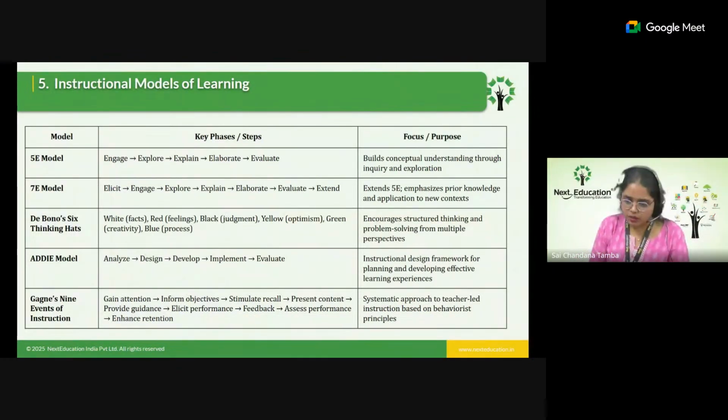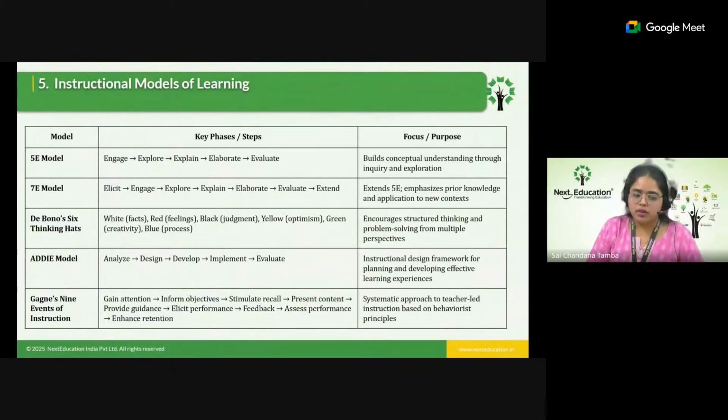First being the 5E model, so we'll see two of them in very much detail. That is 5E, that is it has five elements: engage, explore, explain, elaborate and evaluate. An extended version of 5E is nothing but 7E, which has elicit, engage, explore, explain, elaborate, evaluate, and extend. So it has two additional E's, one added at the start, and one added at the end.